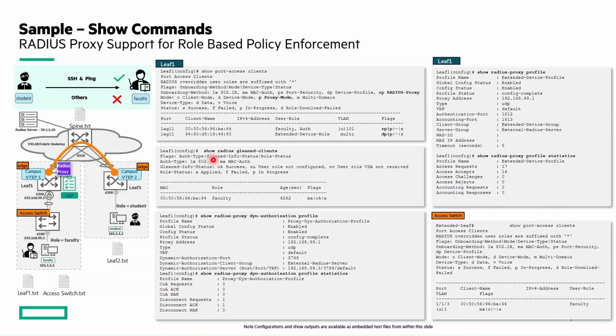You can also use the new show command show radius glean clients to view the clients that have been gleaned because of this radius proxy feature. It will display the MAC, role, and the age of the end client, and the flags like MAC auth, whether the gleaned info status is success, and what the role status is, whether it is applied or not. So this comes to the end of this elevator pitch video.